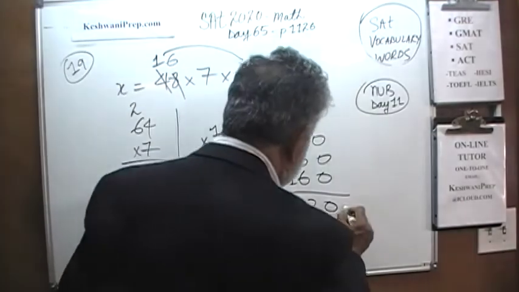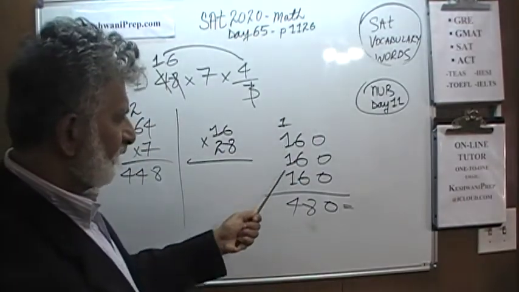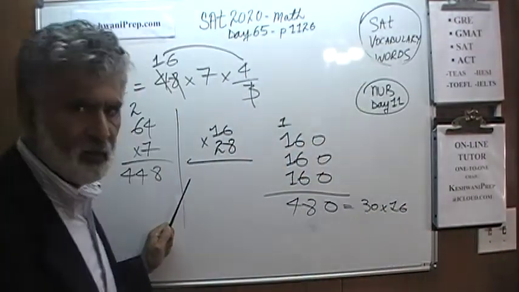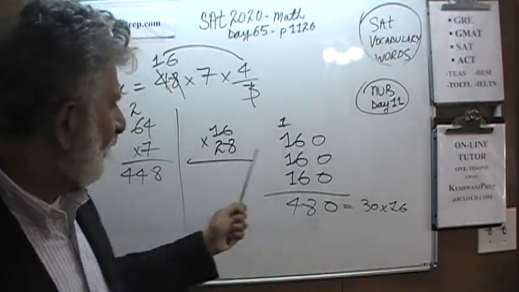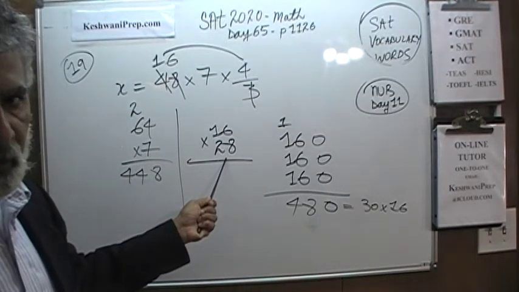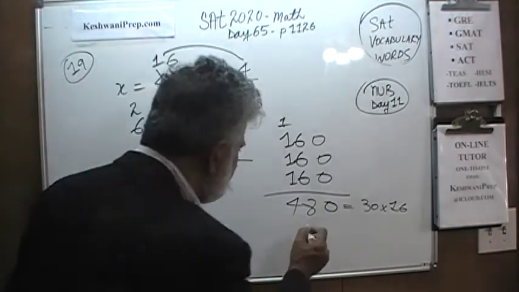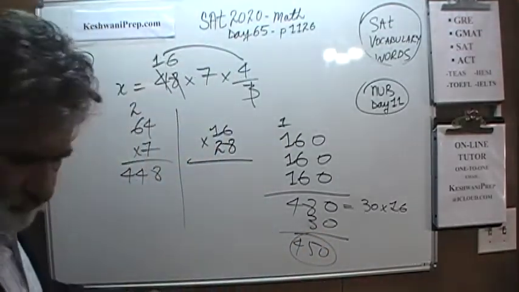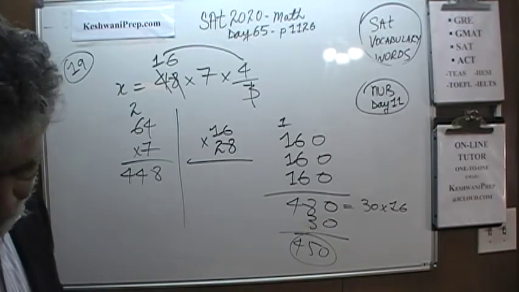What does 480 represent? 480 represents 10 16s, 10 16s, 10 16s. This represents 30 16s. I don't want 30 16s. I want 28 16s. I have two extra 16s. 2 times 16 is about 30. I'm looking for 450. And that's how I see it.